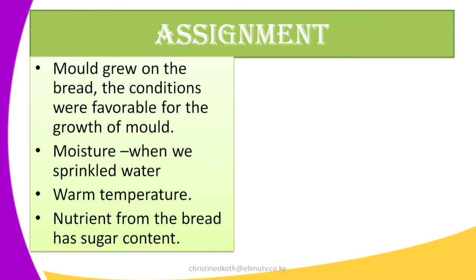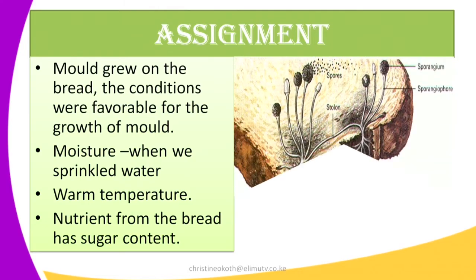So the mold which you were growing grew on the bread because it had favorable conditions for growth. So what were these favorable conditions? There was moisture. When you sprinkled the bread with water, that was moisture. Then the warm temperature in which you kept the bread is also a favorable condition for the growth of mold. Then there was also nutrient from the bread, which has some sugar content. So the 3 conditions were present, that is moisture, warm temperature and nutrient. So that helped the mold to grow on the bread.